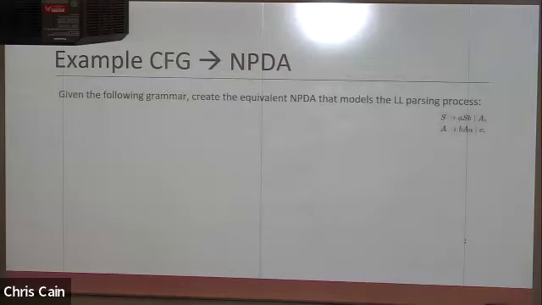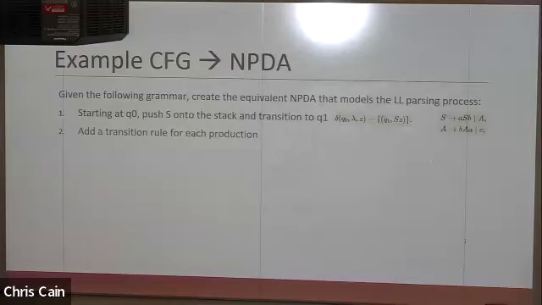Here's a grammar. We're going to create an NPDA that models the LL parsing process for this. So we start at Q0 and push S onto the stack. There's our transition for that. We then need a transition rule for each production. What are those going to look like? What kinds of them do we have? Let's draw it out.